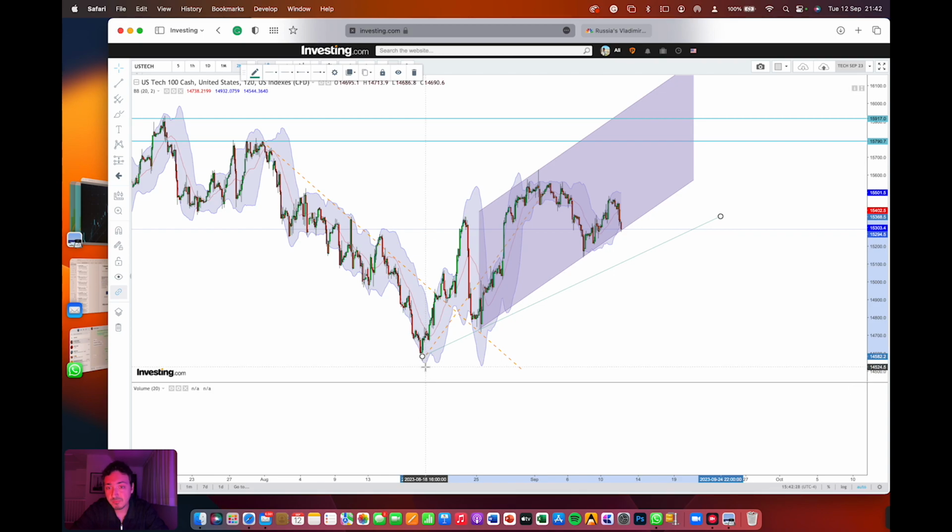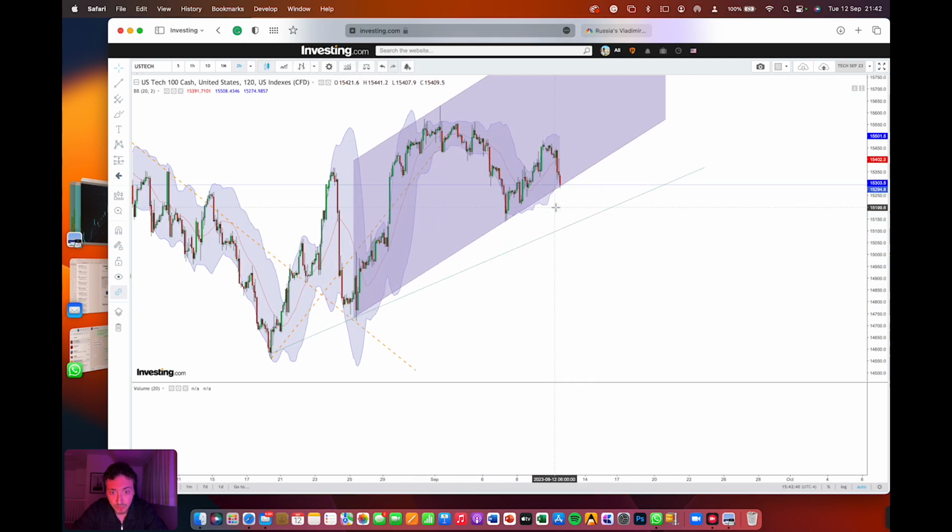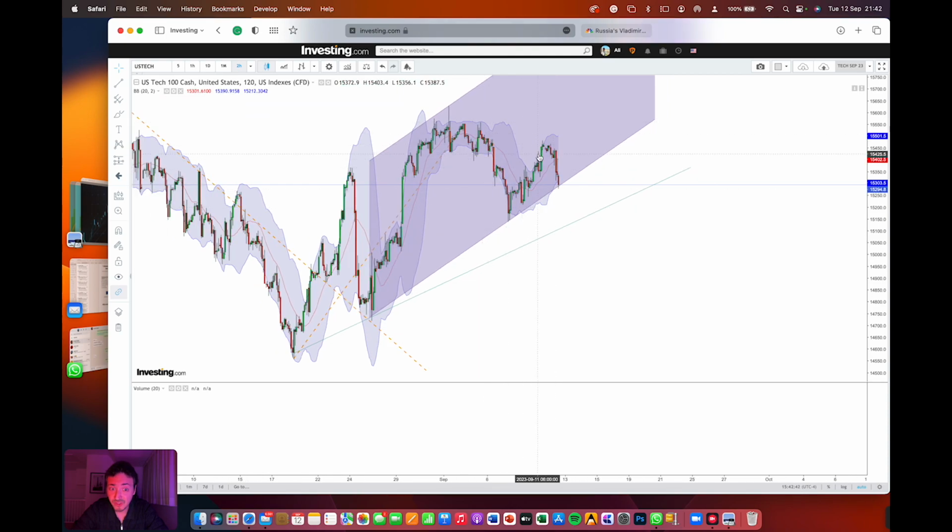So there are different scenarios. The first and foremost scenario, in the short term, is this channel that you can see here in purple. Unless we exit this channel, there is a possibility that we will go down until the line here. This will be around 15,100 on the NASDAQ.